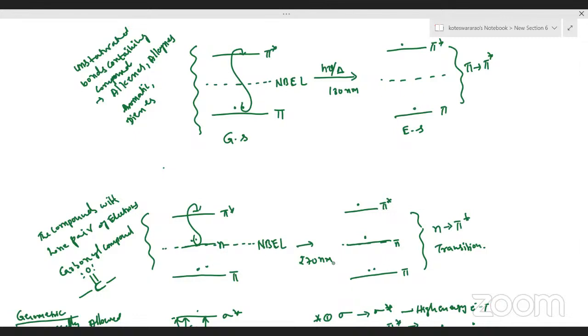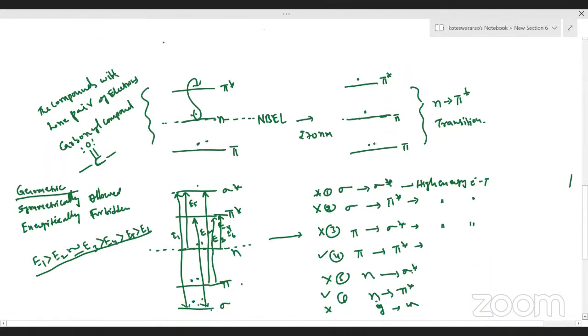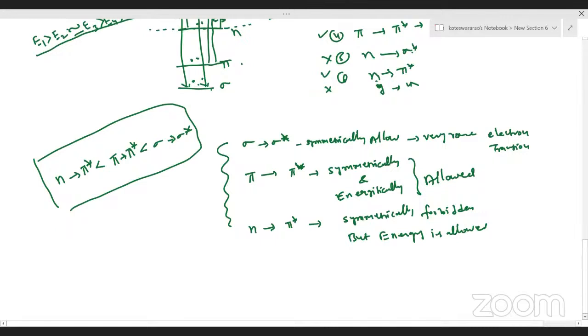After understanding these things, you need to understand in detail the orbitals in the carbonyl compounds. Because in carbonyl compounds, we generally see two kinds of electron transitions, except sigma to sigma star: the n to pi star transitions and pi to pi star transitions.